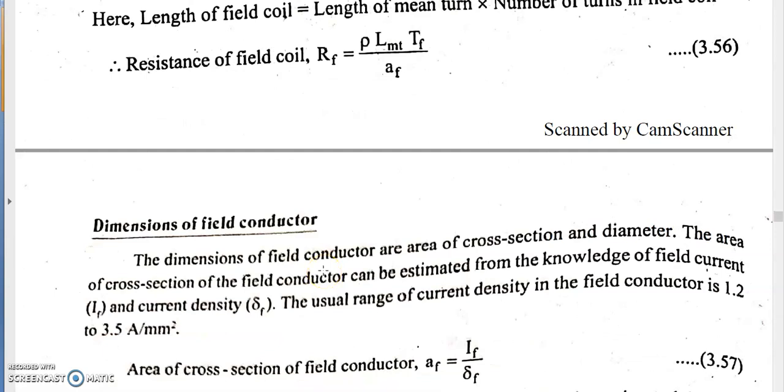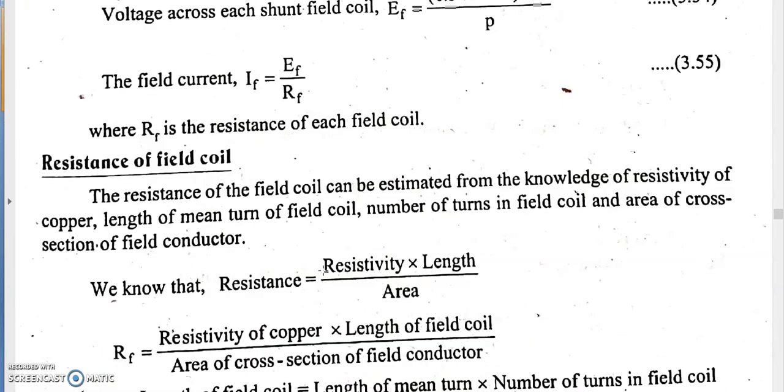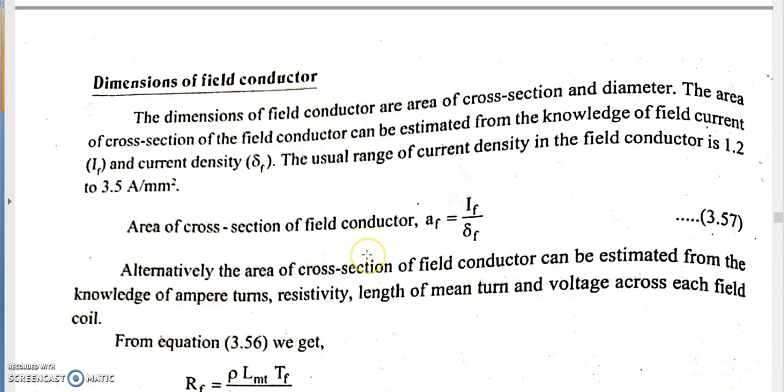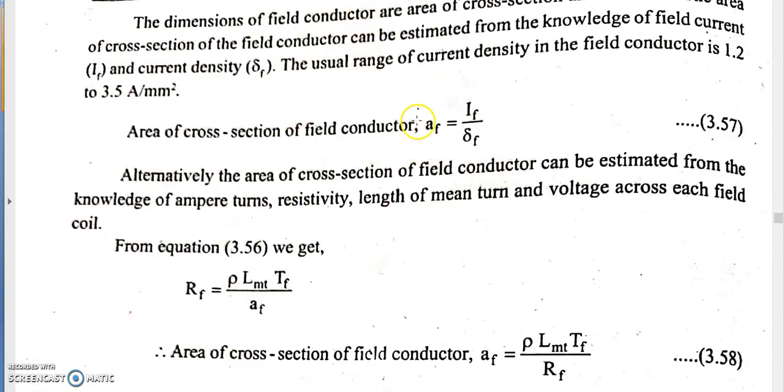Then the dimensions of the field conductor. Now we have calculated the current and resistance of the field coil, and we know the area of cross section of the field conductor is current by current density. The current density value is 1.2 to 3.5 ampere per mm square. So current density is known, and IF we are calculating as per the previous equation, so that we will get the area of cross section of the conductor. If the area of cross section of the conductor is known, then we can calculate the resistance.